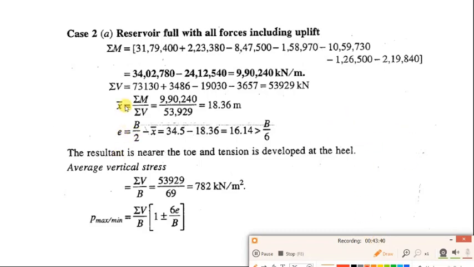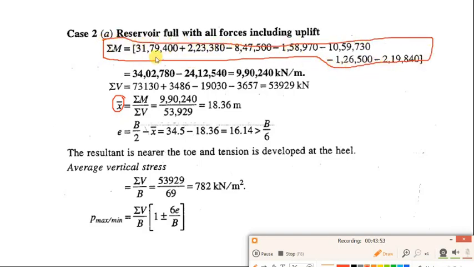For calculating eccentricity we need to calculate x bar, and x bar is summation M, the sum of all the moments. It is the algebraic sum, so plus minus considering all the signs. Divided by summation V, the algebraic sum of all the vertical forces. The ratio of summation M over summation V will give you x bar. B by 2 minus x bar will give you the eccentricity.